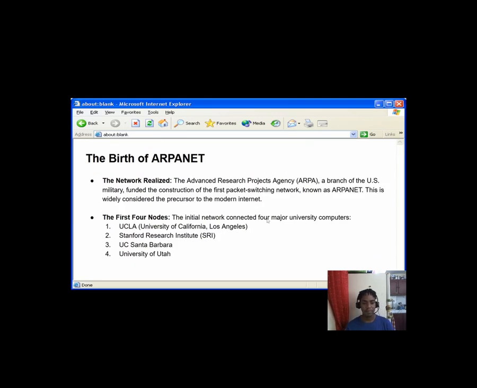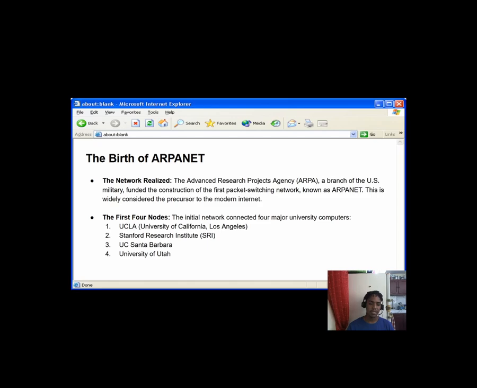The birth of ARPANET. The Advanced Research Projects Agency, ARPA, a branch of the US military, funded the construction of the first packet switching network, known as ARPANET. This is widely considered the precursor of the modern internet.